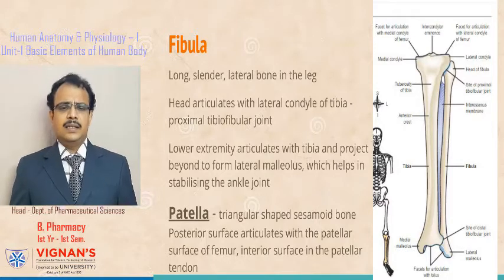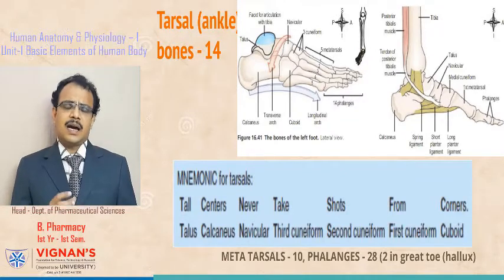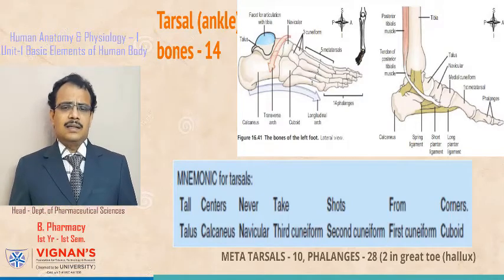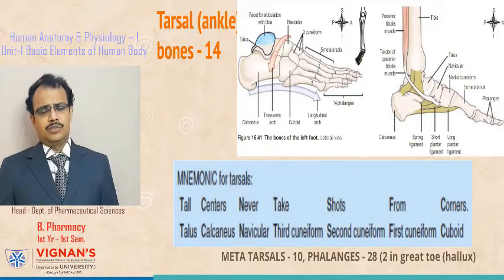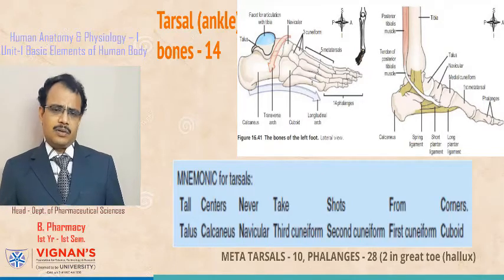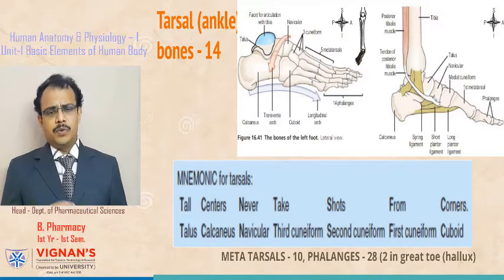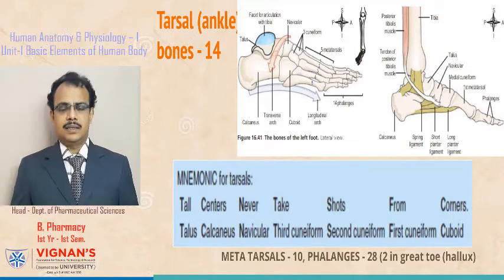Now let's see the tarsal bones. We have seen that the wrist has 8 carpal bones, whereas the ankle consists of tarsal bones, and there are 7 tarsal bones. They are the talus, calcaneus, navicular, cuboid, and 3 cuneiforms.